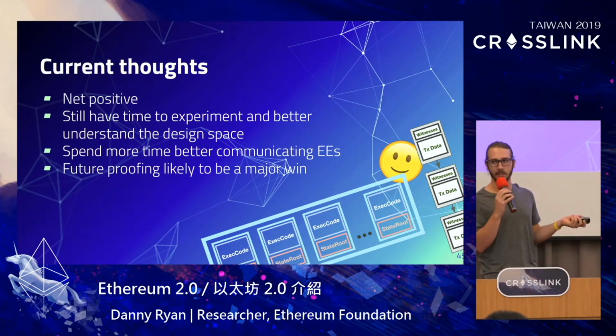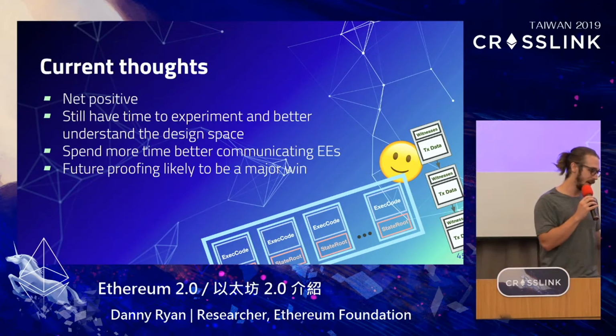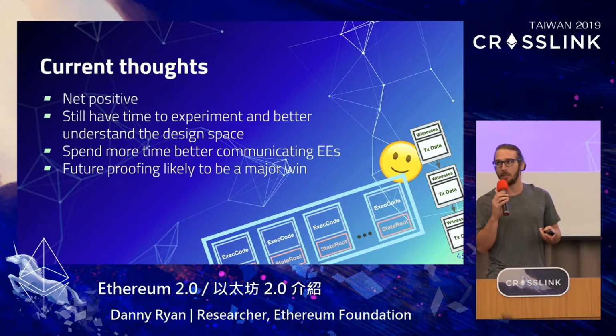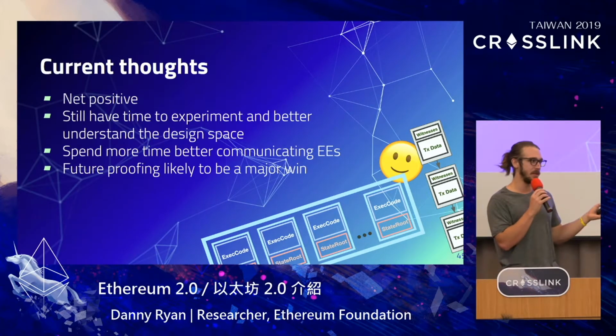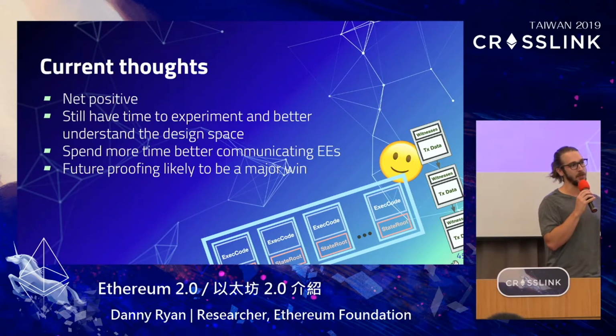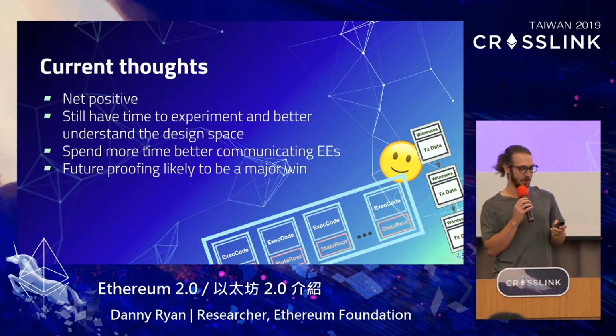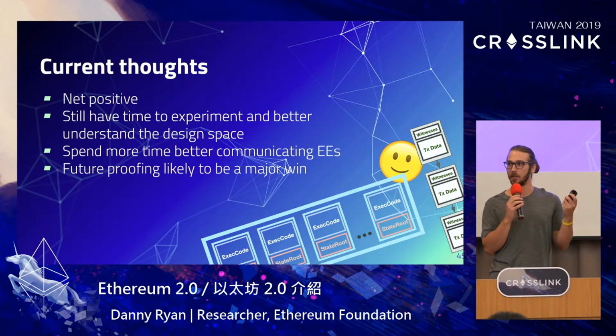So the current thought is that it's definitely a net positive. Not definitely. It appears to be a net positive as we continue to explore it. But we still have time to experiment with the design space as we build out phase 0 and phase 1. We're going to spend more time better communicating, and the future-proofing, I think, at least personally, I see as a very major win for Ethereum 2.